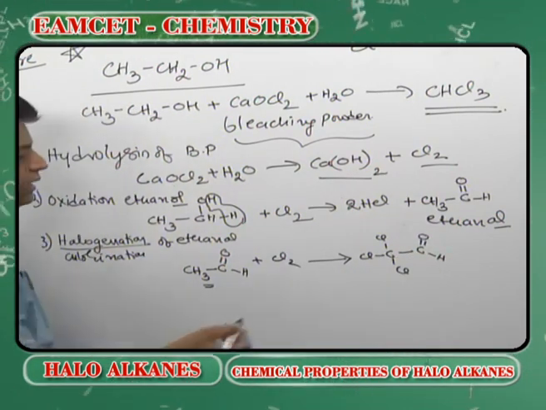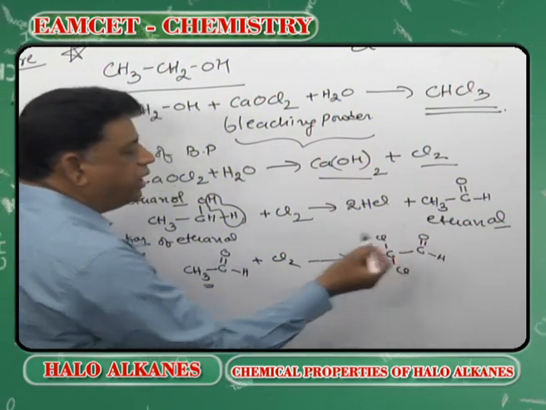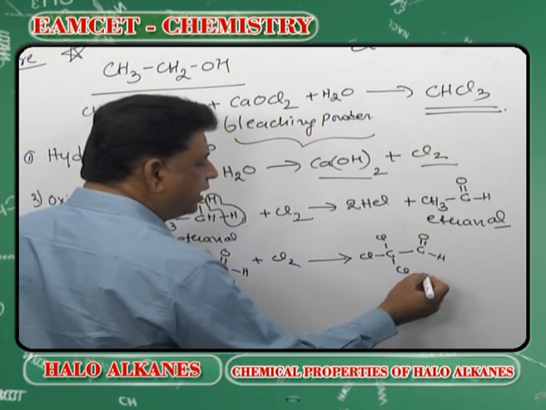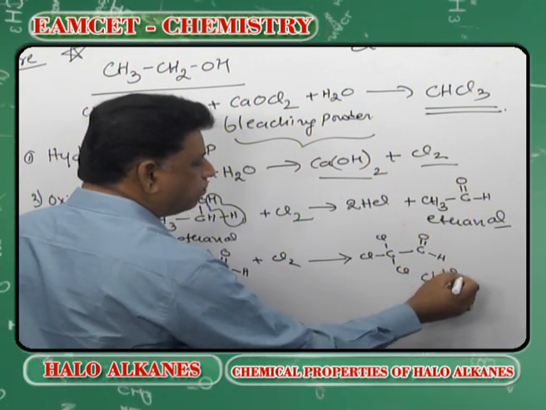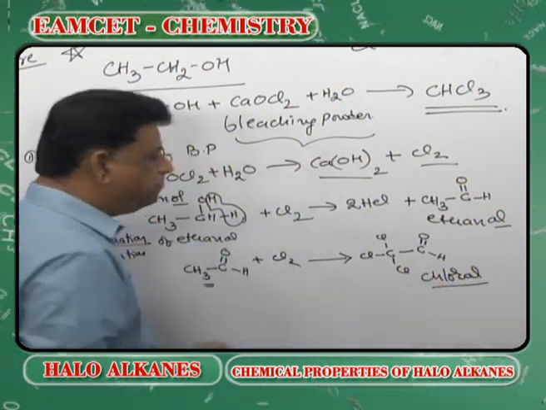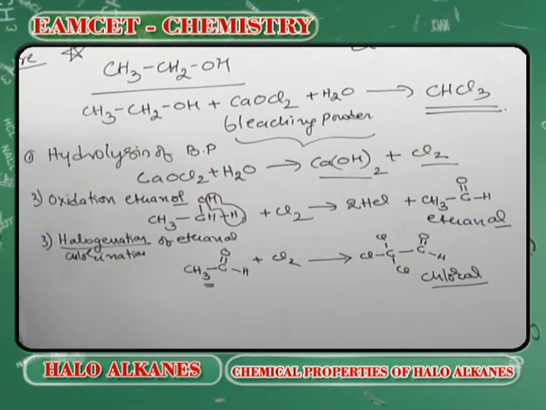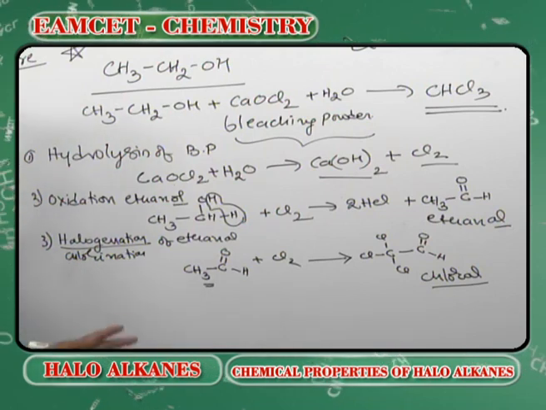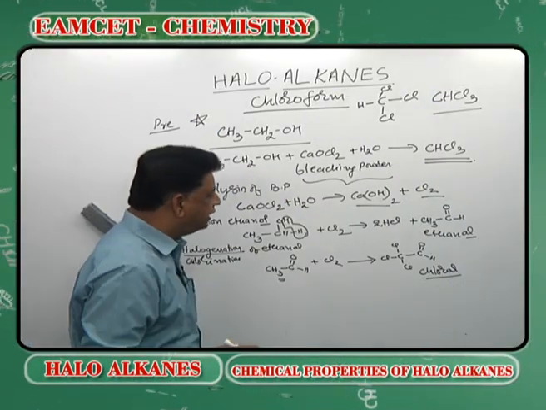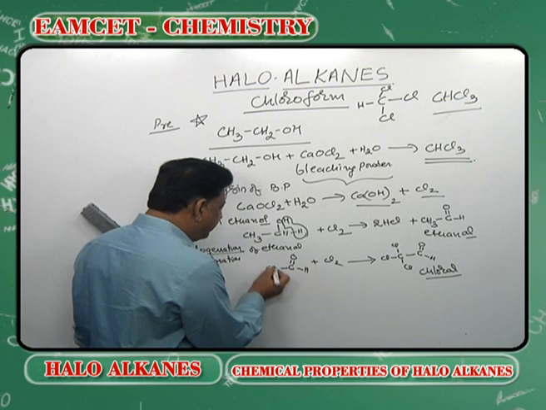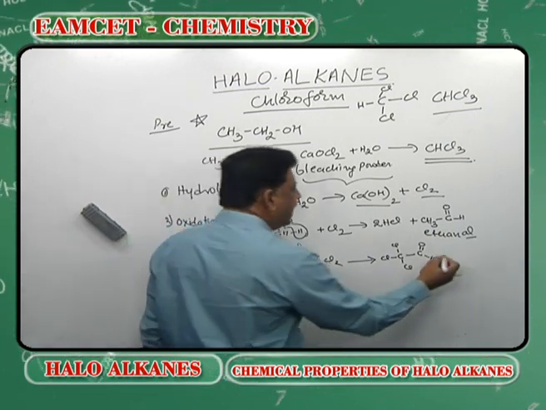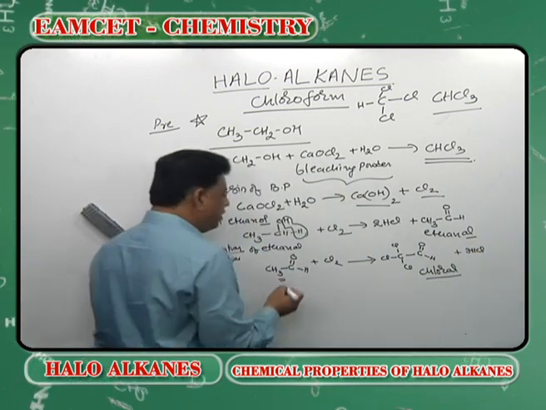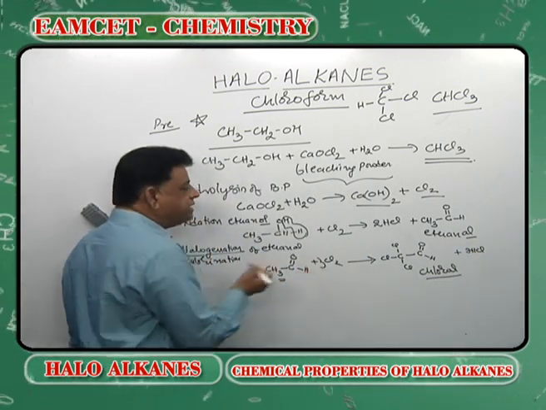So you can call it 2,2,2-trichloroethanal, commonly chloral. What is the IUPAC name? It is 2,2,2-trichloroethanal. But instead of all that, somebody may say chloral, which is the common name. Plus all these hydrogens will react with the chlorine and you will get 3 HCl. So therefore, here 3 moles, 6 chlorines are required.